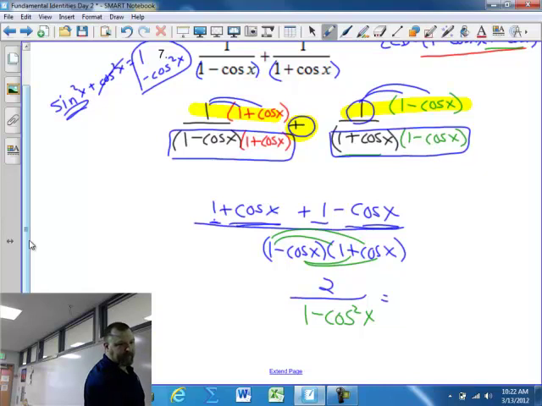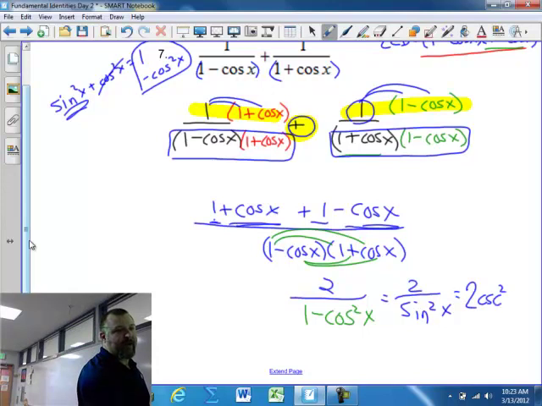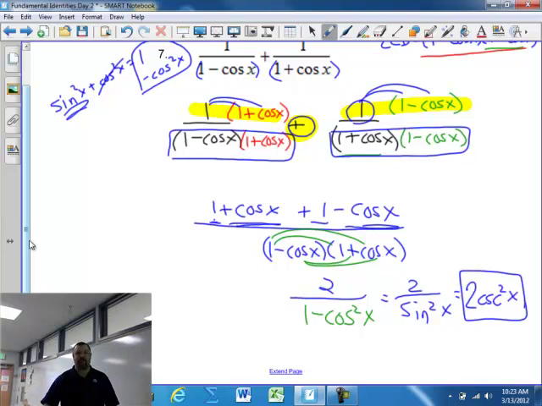Remember those Pythagoreans, you can use them in any of the 3 orders. So this is 2 over sine squared of x, and the reciprocal of sine is cosecant. So this can be written as 2 cosecant squared of x. And there's our one single term that we're always aiming for when we're simplifying this. Much nicer than 2 fractions. That whole messy fraction is only just 2 cosecant squared of x. Piece of cake, huh? Great.